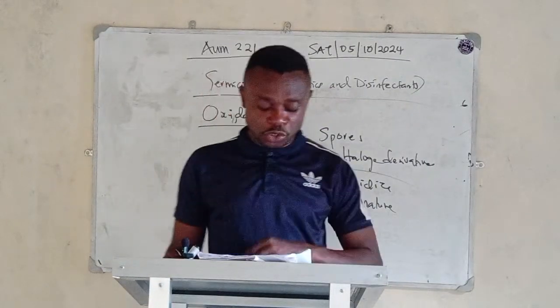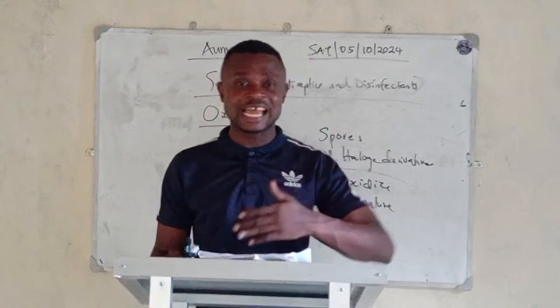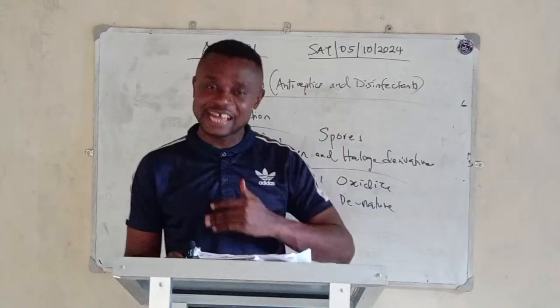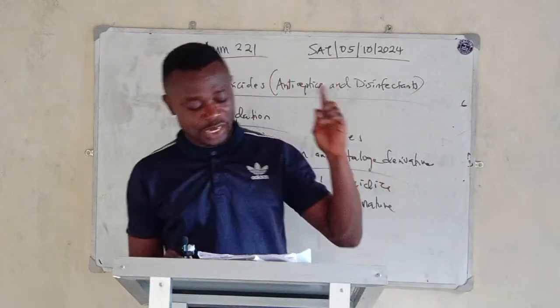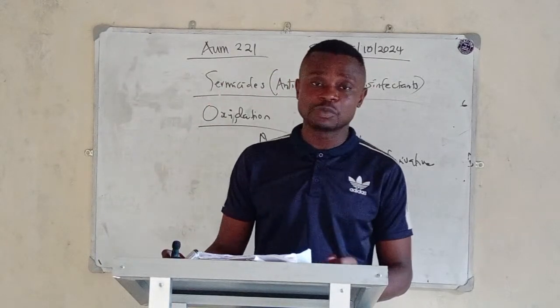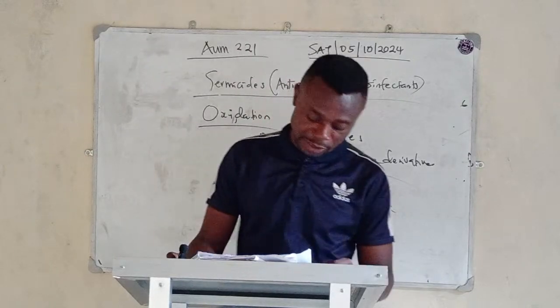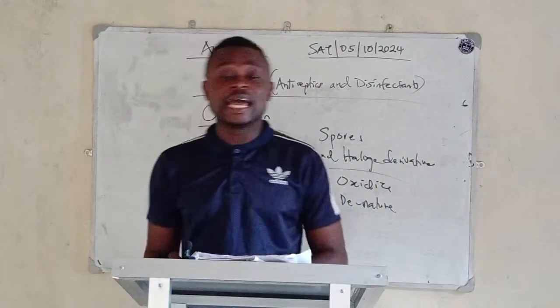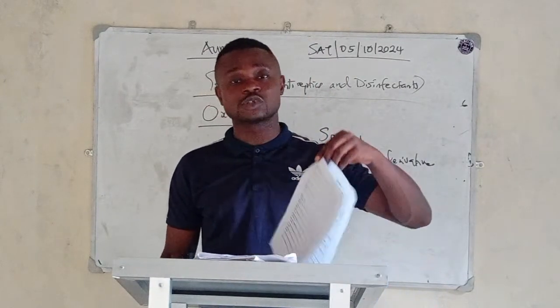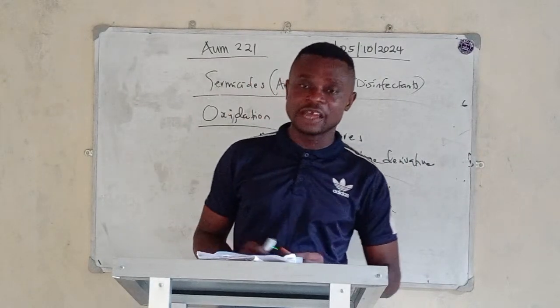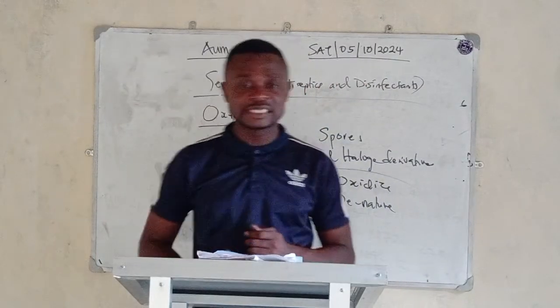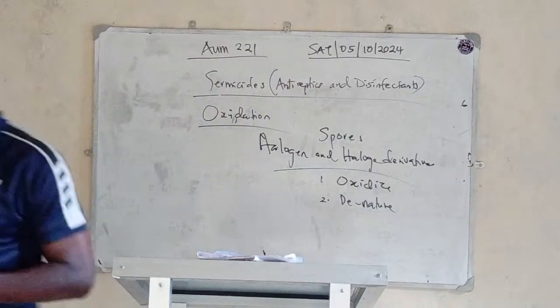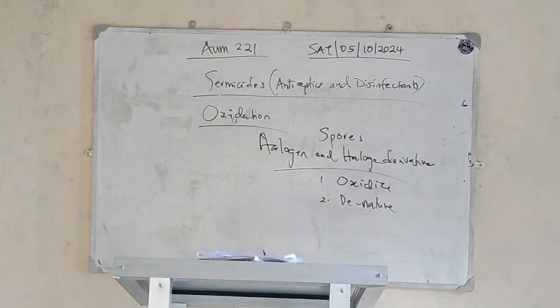Those that denature, for example, we see things like phenol derivatives, metal, alcohol. These denature the microbial protein, for example enzymes. While those that interfere with the permeability of the membrane of these microbes, examples are detergents. Detergents interfere with the permeability of the microbial membrane. So that's what the detergents do.